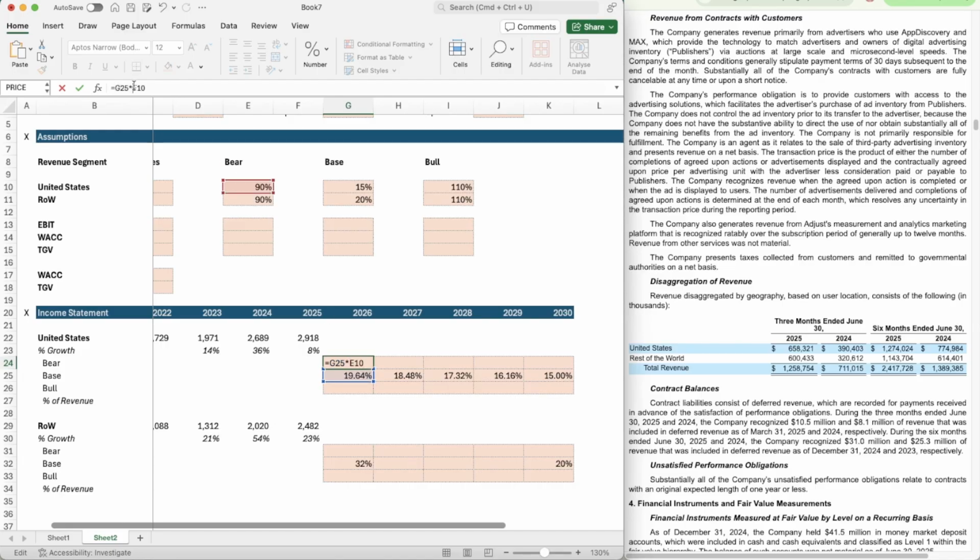So now lock in E10, because it always wants to be there. Pull it along. We do the same here, and we put I10, but it needs to be G25. There we go.